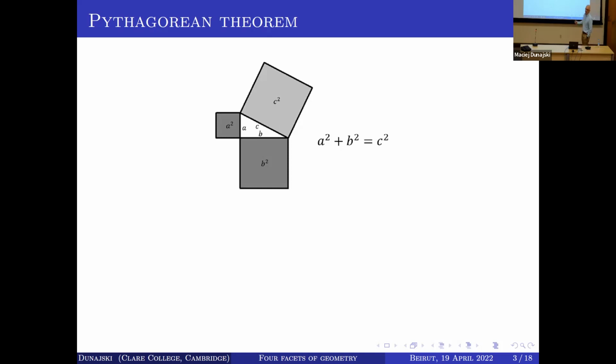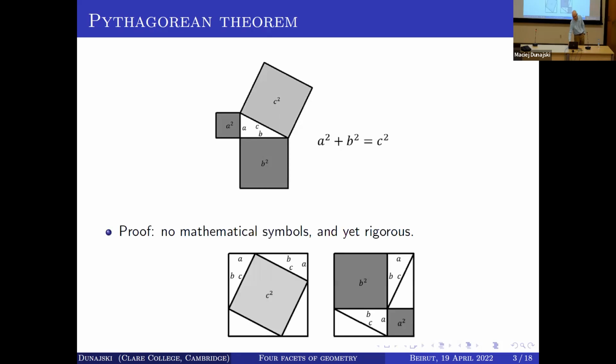And this is a theorem because you can prove it, and the proof doesn't depend on the choice of triangle you start with. What's really remarkable about this kind of proof, and the subject in total, is that the proof can be given in a rigorous way, but at the same time without using any mathematical symbols. So here is one of many proofs.